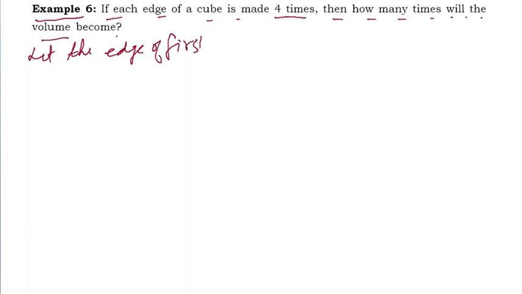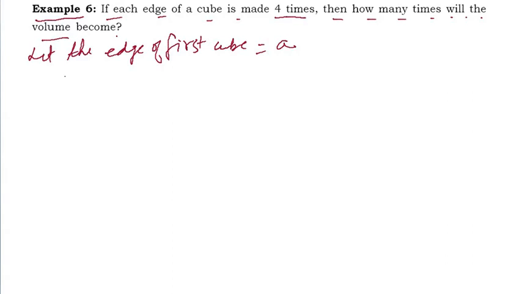Now example 6. Each edge of a cube is made 4 times. Then how many times will its volume be? So let the first volume. Let the edge of the first cube be a.